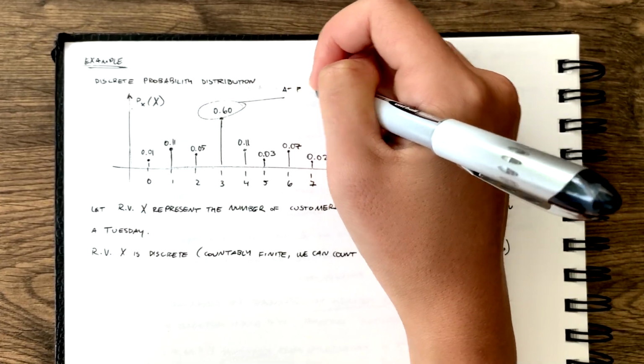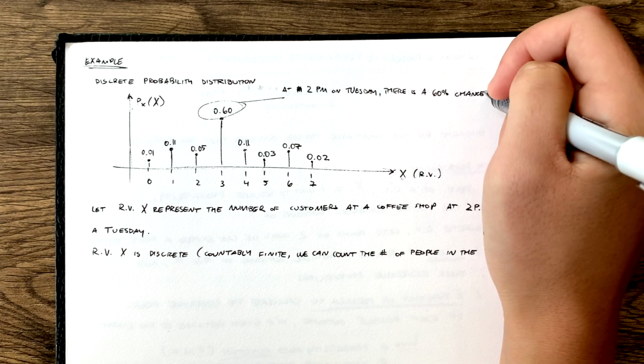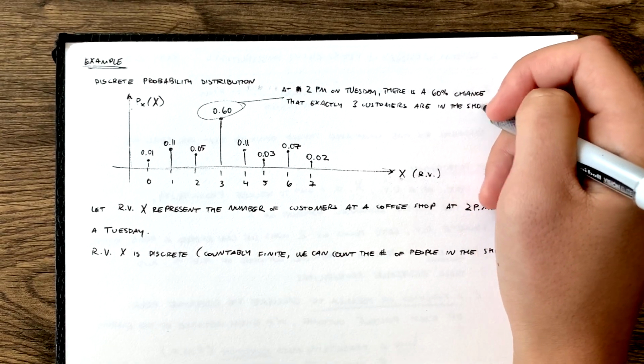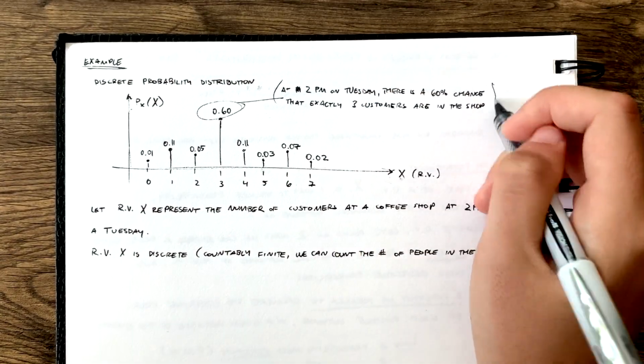And we can say that the statement is true, that at 2 p.m. on Tuesday, for example, there is a 60% chance that exactly 3 customers, no less, no more, exactly 3, are in the shop.